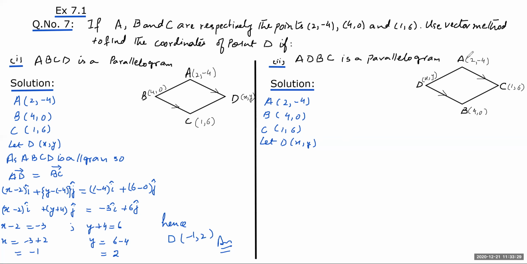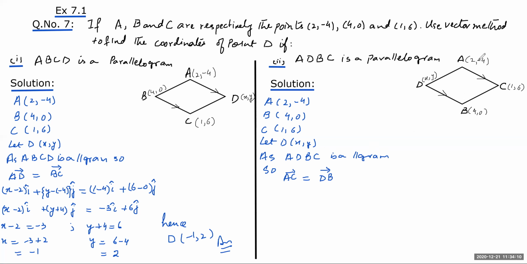So now you can see vector AC is equal to vector DB. You may also write vector AD is equal to vector CB. It's your choice, whatever you want to use. Right now I'm using AC is equal to DB. ADBC is a parallelogram, so AC vector must be equal to DB vector.